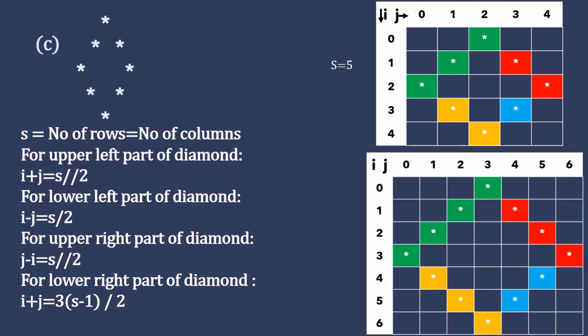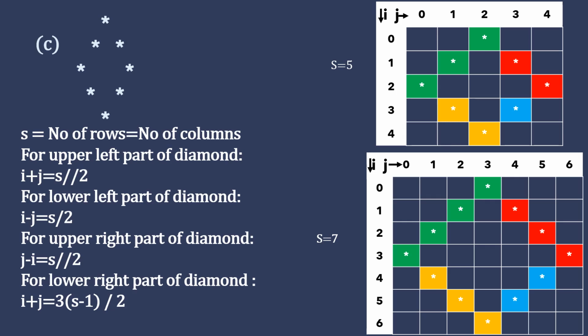Now let's check this in another figure where s is 7. That means there are 7 rows and 7 columns. Here also you can see the upper left part of the diamond, which is colored green, is satisfying the condition i plus j will be s divided by 2. In the lower left part of the diamond, which is colored yellow, that also satisfies i minus j is equal to s by 2. Like this, all these conditions will be satisfied, whatever size you may take, the number of rows and columns can be 5 or 7 or anything. So that will give you the output like this.